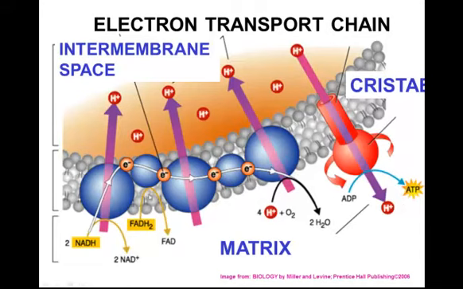FADH2 drops its electrons here. It's a little farther down the electron transport chain. It's going to skip that first pump. So when FADH2 drops its electrons and goes back to being FAD, it's only going to hit 1, 2 of the pumps. It's only going to pump hydrogens twice, and that means 2 ATPs coming back when it comes back through the tunnel.